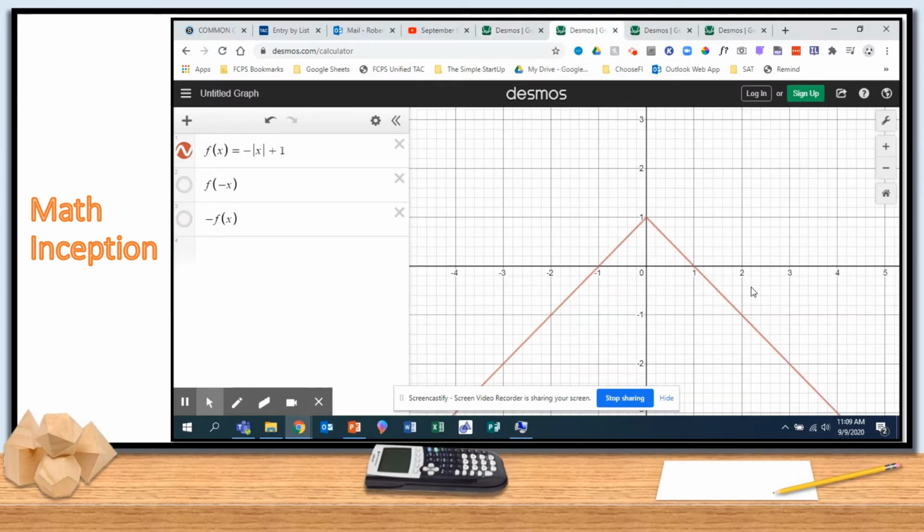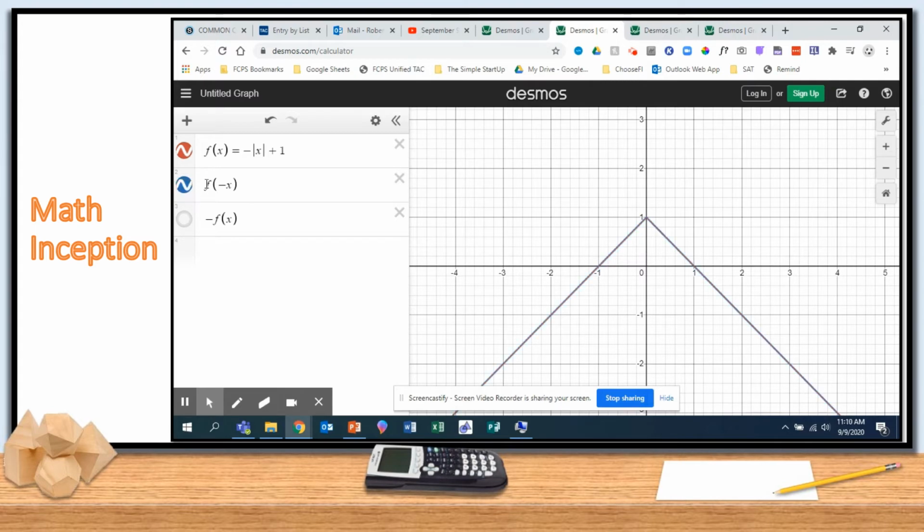We have an absolute value function. It has been reflected over the x-axis and also translated up 1 unit. Is this an even, an odd, or a neither function? So take a shot in your head, see what you think. All right, if it is going to be even, if I reflect it over the y-axis, it should reflect onto itself. So that is f of negative x.